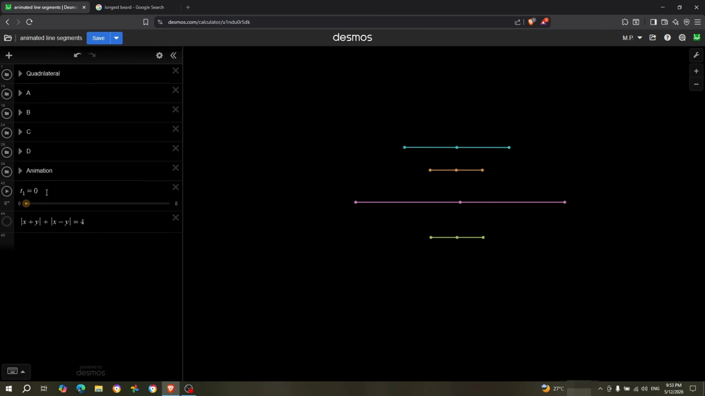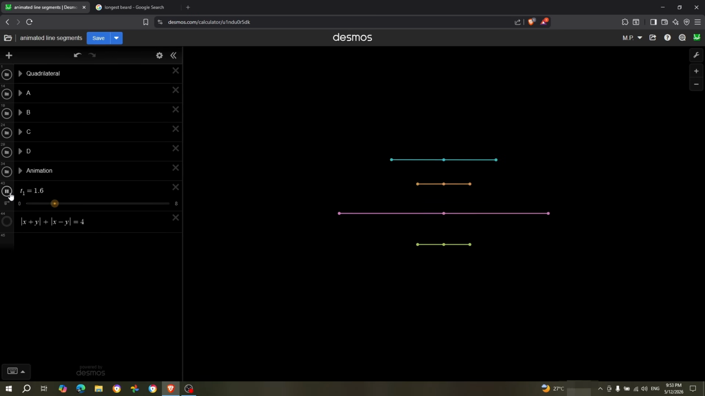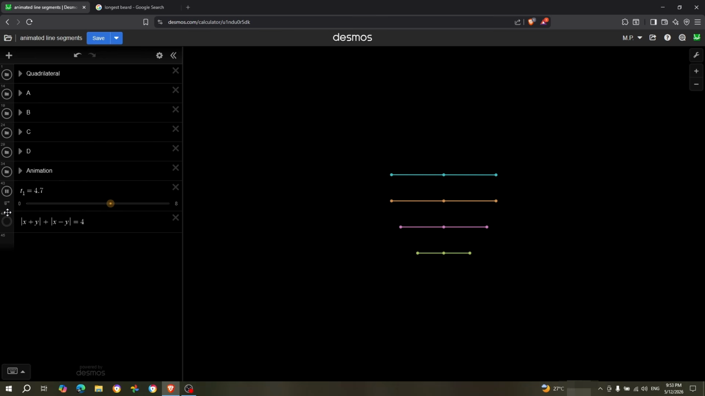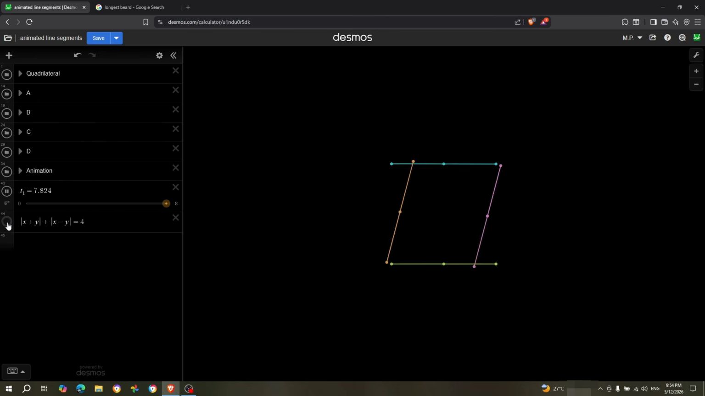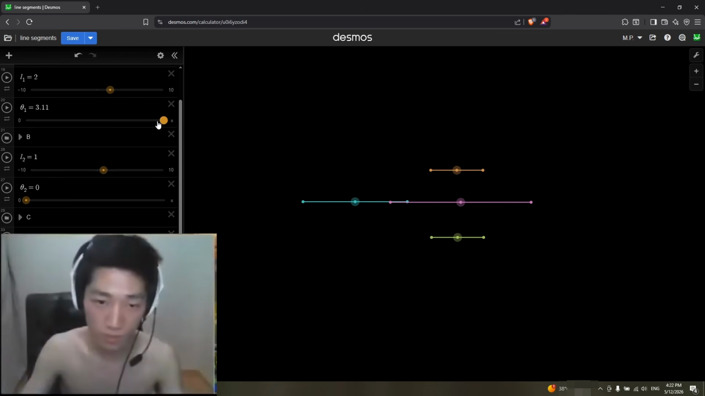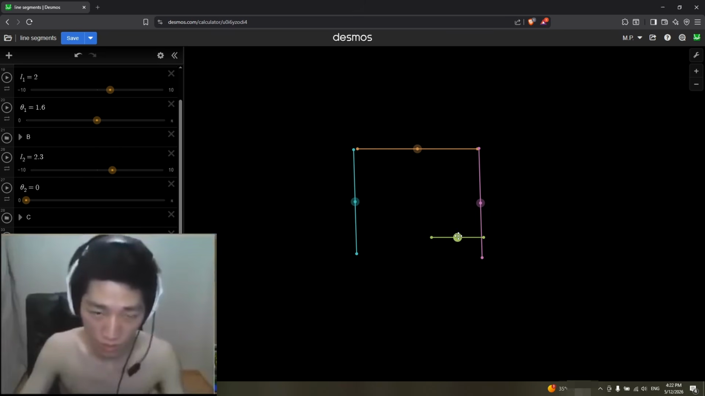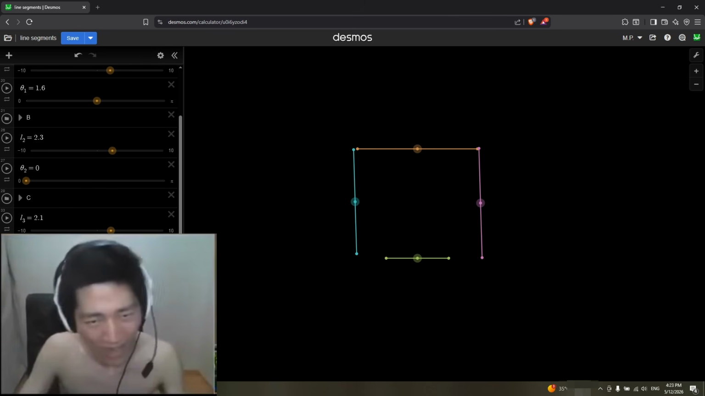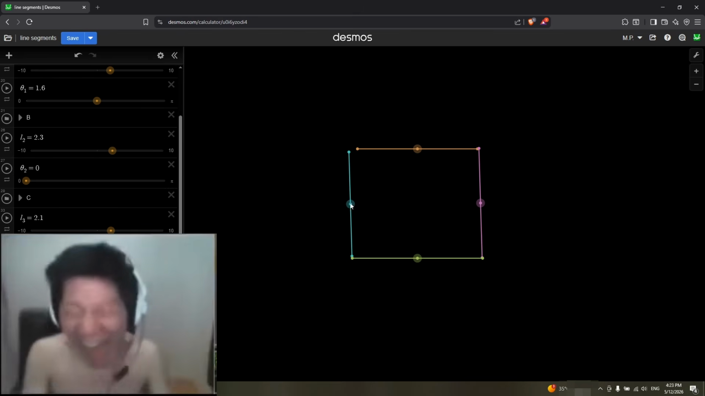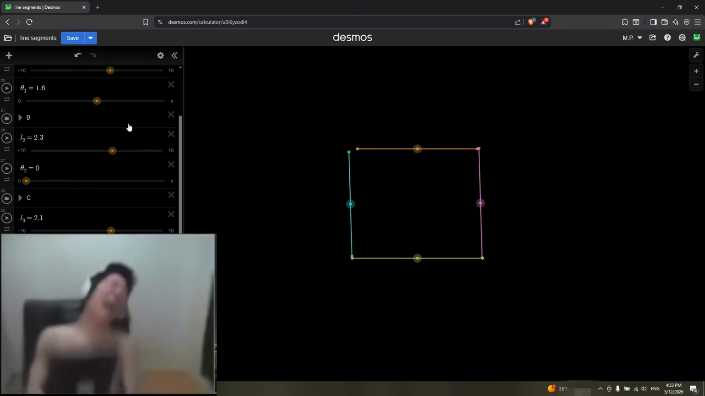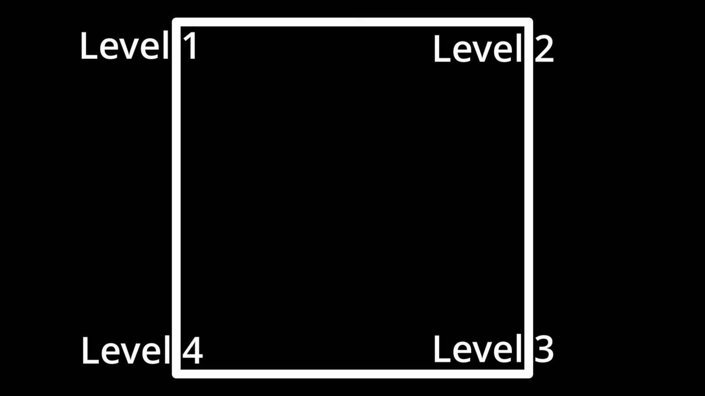To draw a square is to have these 4 line segments equal in length and perpendicular to one another. Sounds a bit more challenging, doesn't it? So how could we do that? Turns out there are levels to this. 4 to be exact. And the square is the final one.